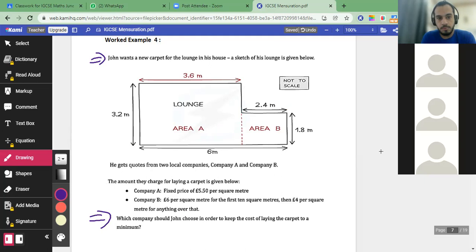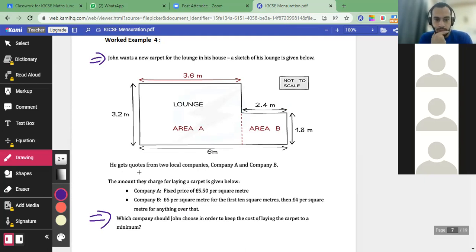John wants a new carpet for the lounge in his house. A sketch of his lounge is given below. So the lounge in the sketch is made of a rectangle, a square, and another rectangle beside it. Okay, complete.